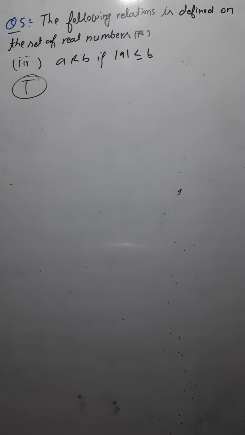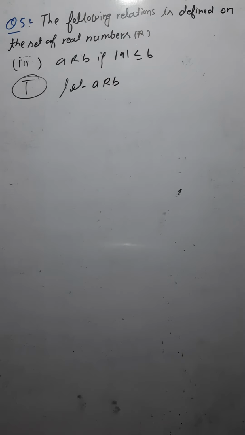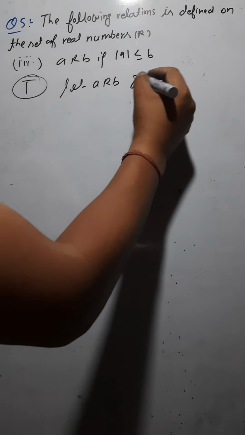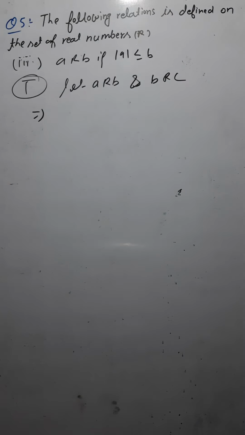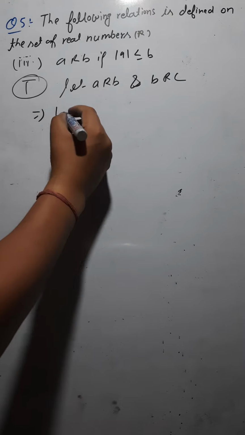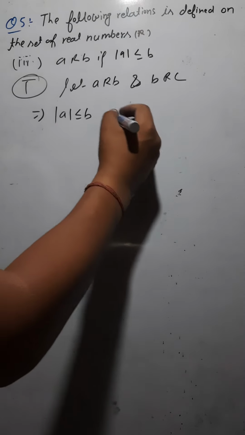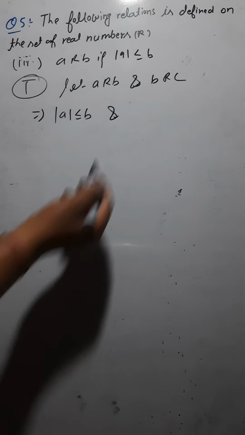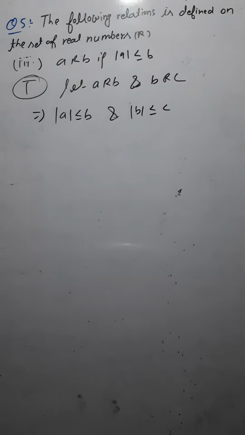Okay. So for that we have to take three elements. Let's say A is related to B, okay, and B is related to C. Now what does it imply? If A is related to B, it implies that the condition is what? Modulus of A is less than or equal to B. Isn't it? And if B is also related to C, then it also implies that modulus of B is also less than or equal to C, isn't it?